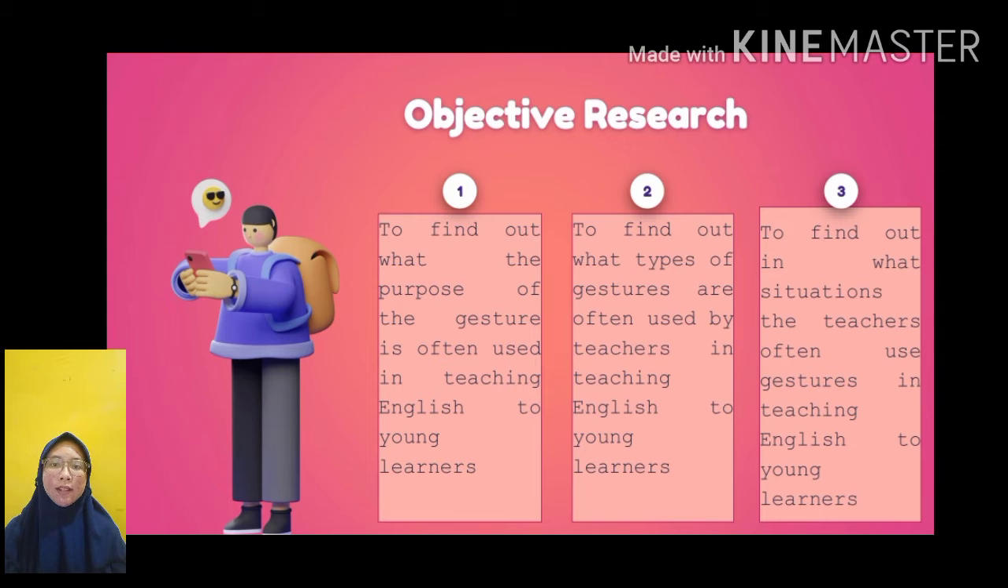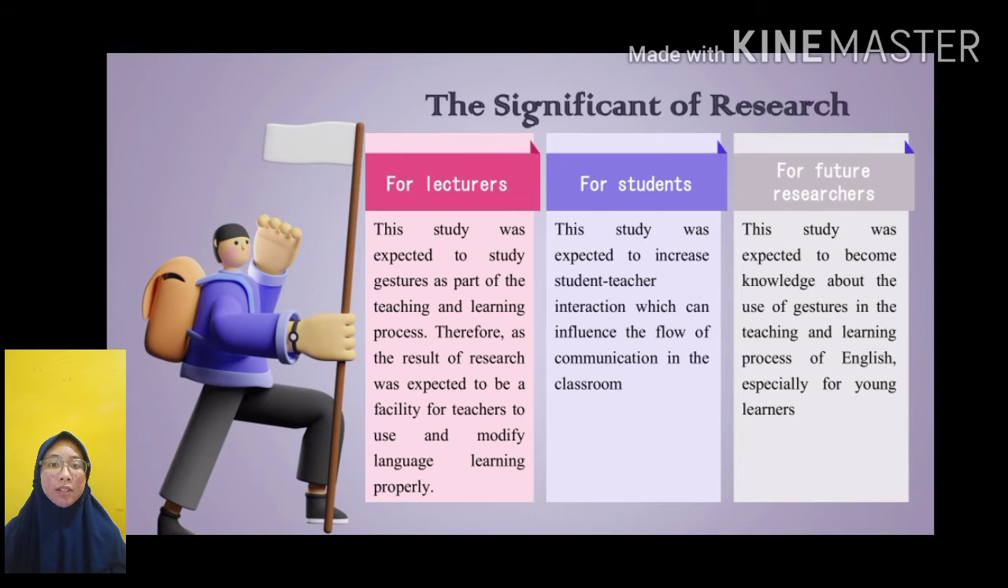And then the next slide is the significance of research. This study was expected to have a significant influence on the following parties. The first is for lecturers. This study was expected to study gestures as part of the teaching and learning process. Therefore, the result of the research was expected to be a facility for teachers to use and modify language learning properly.